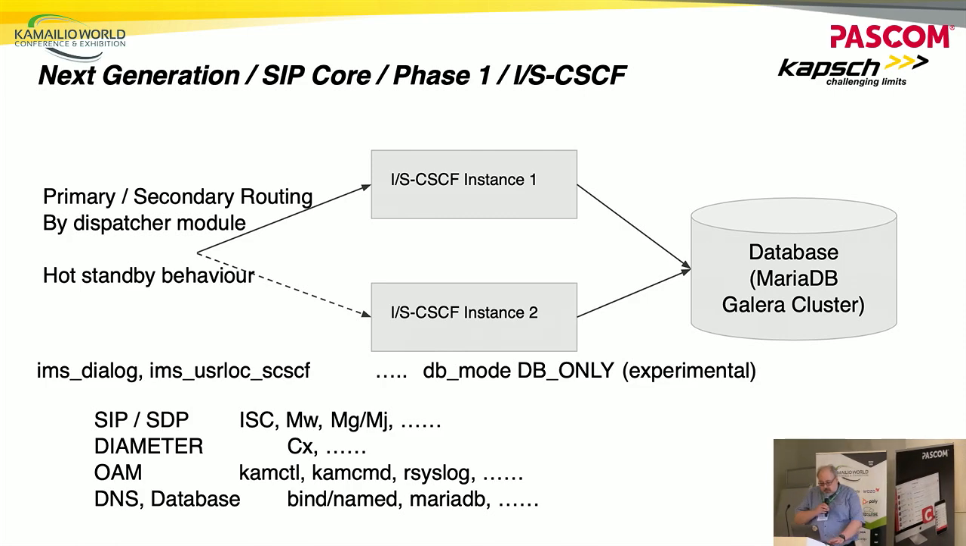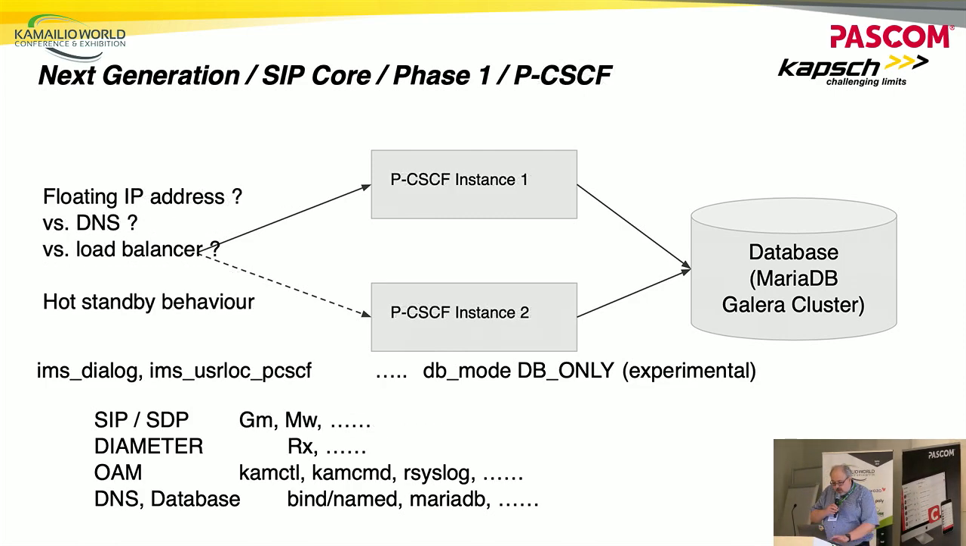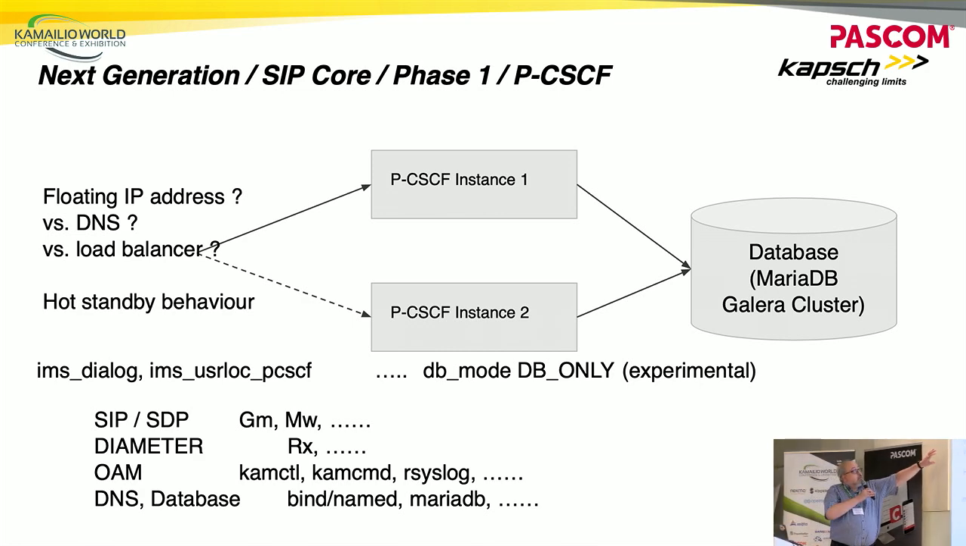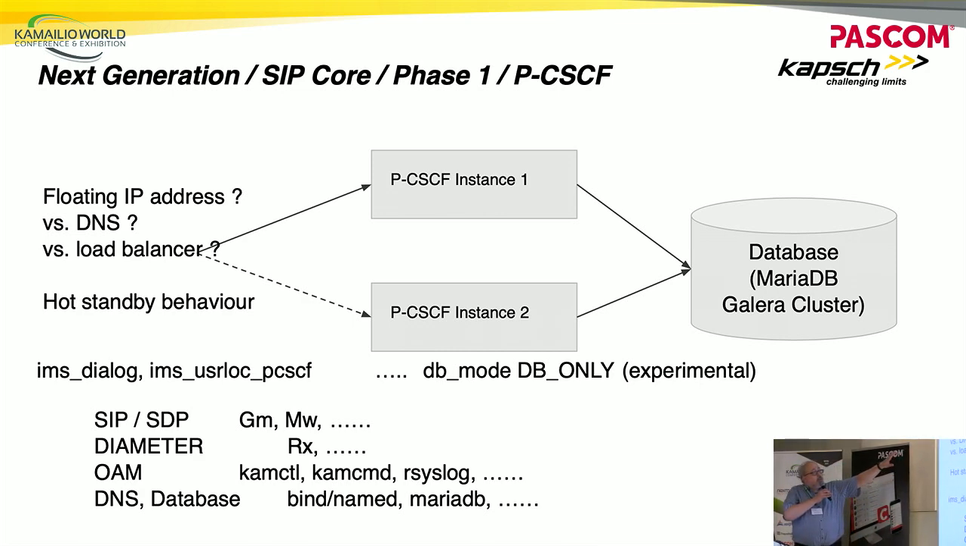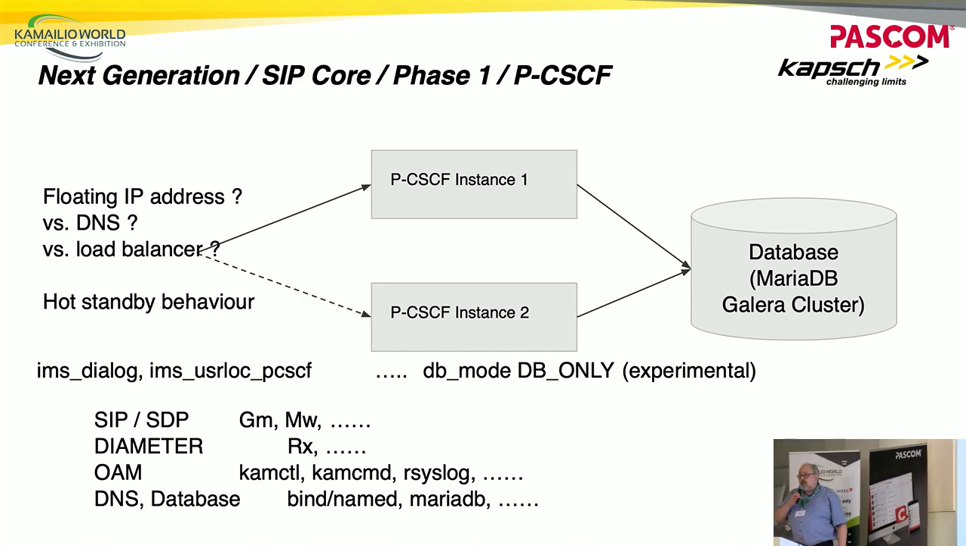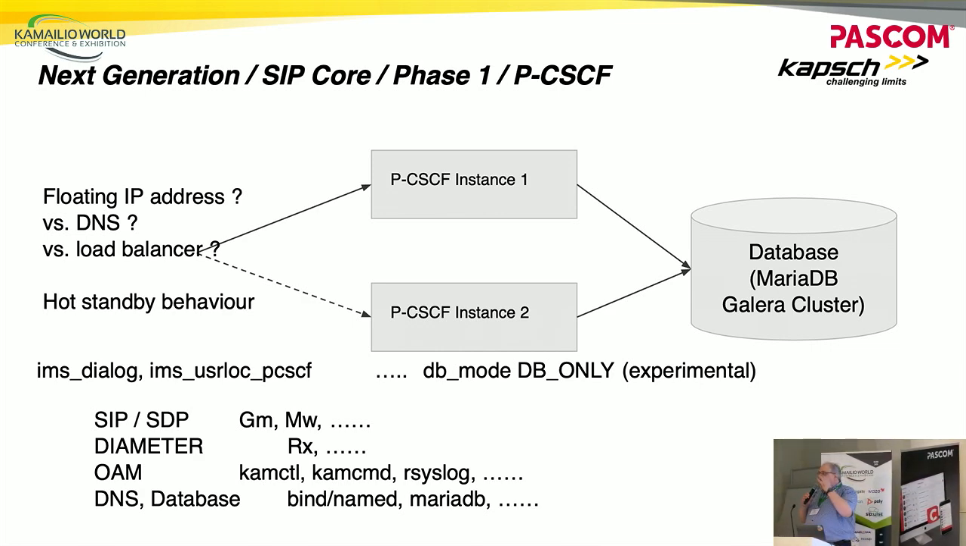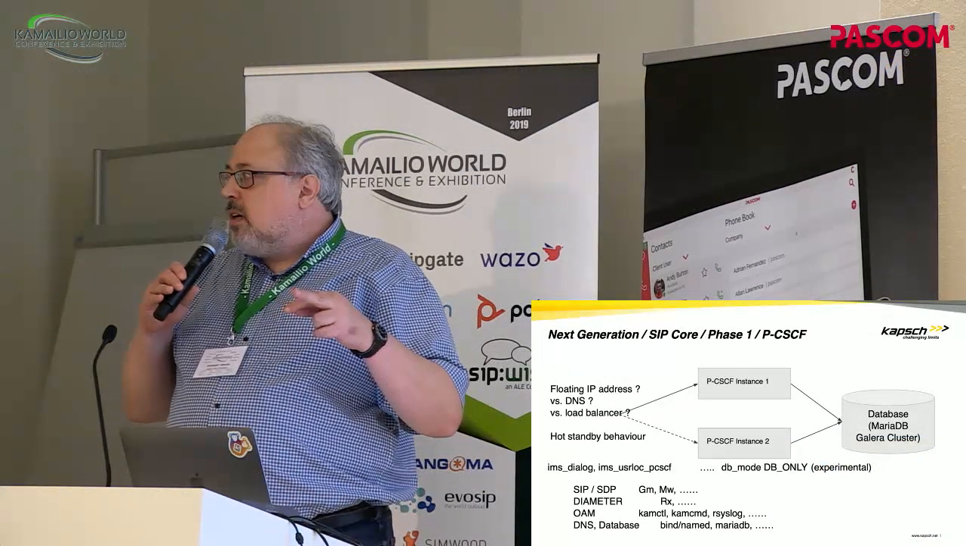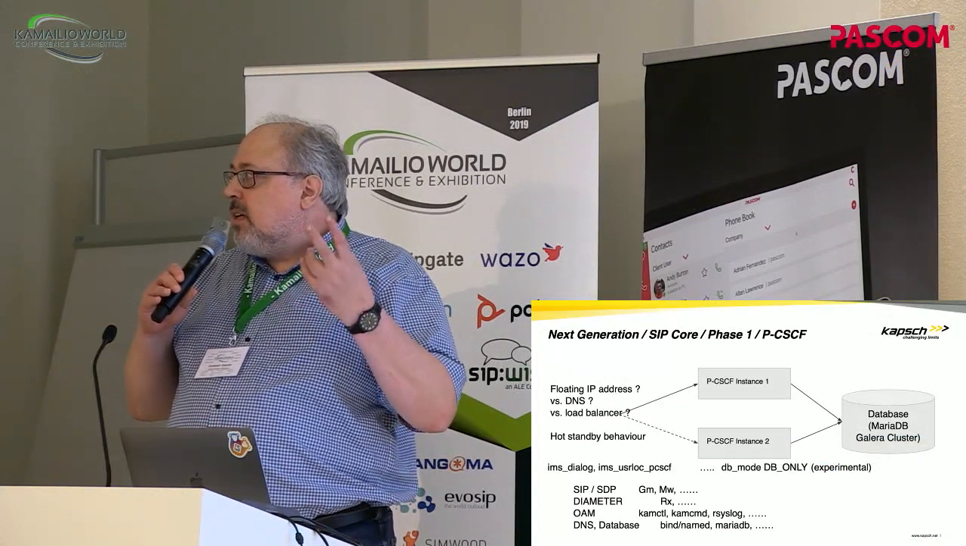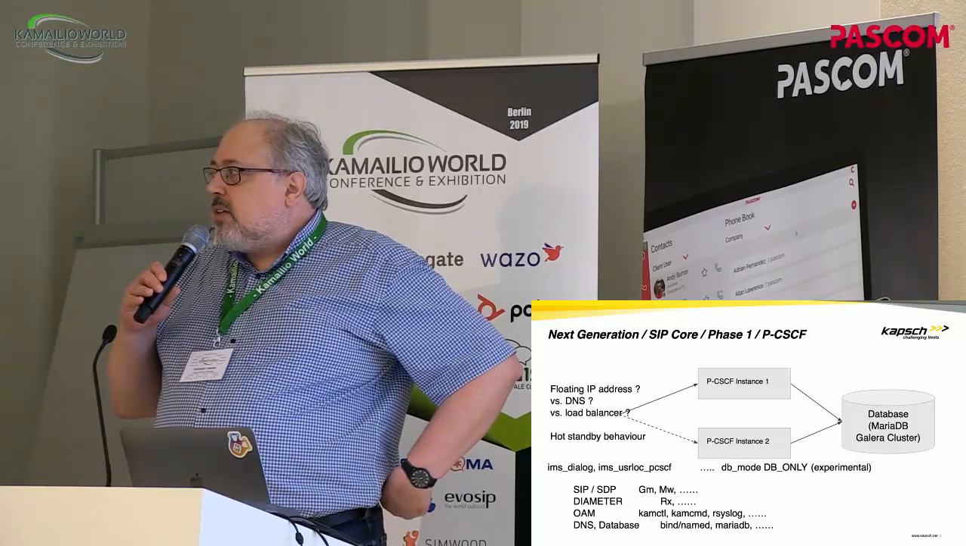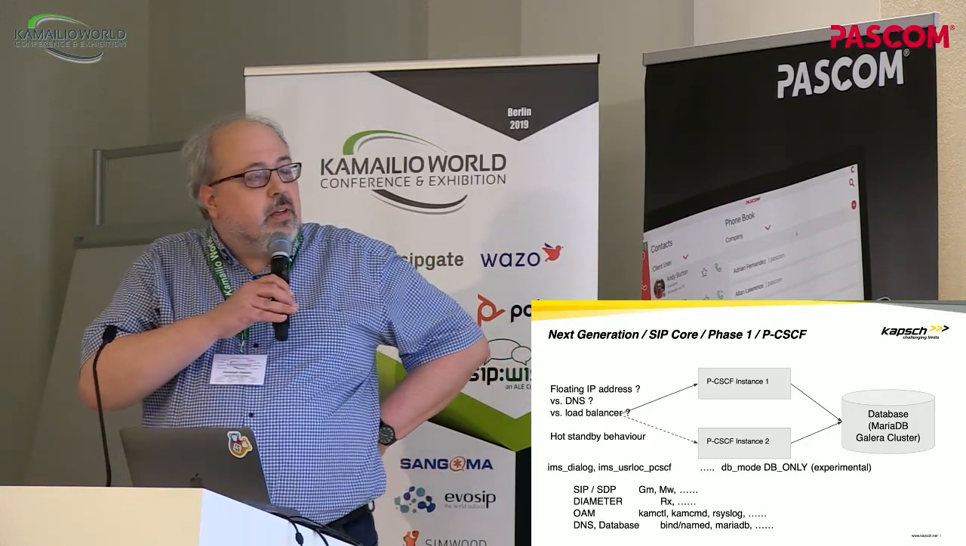and the PCSCF, we are currently investigating how to solve the problem at the Gm interface. Should we give the user equipment 2 IP addresses via DNS, or should we use an intermediate load balancer? There are several solutions. We are considering that currently.